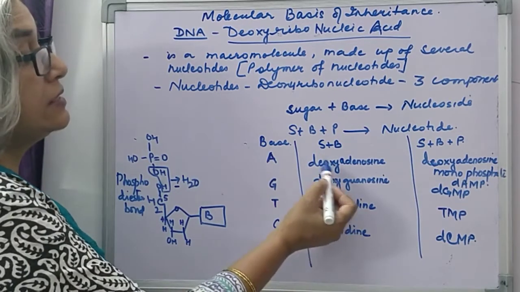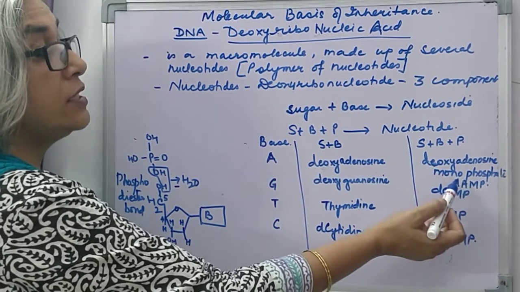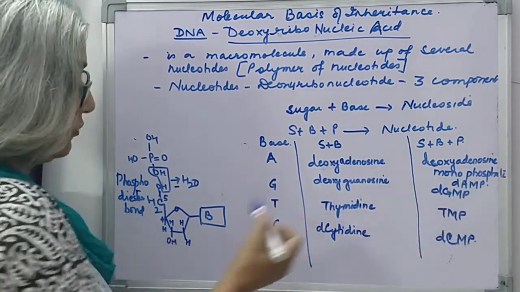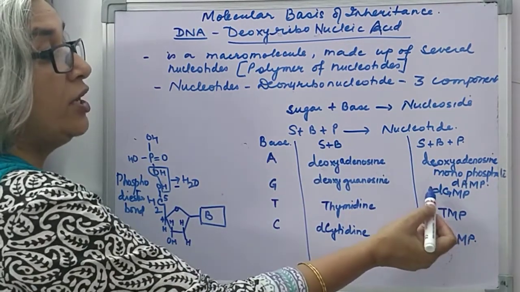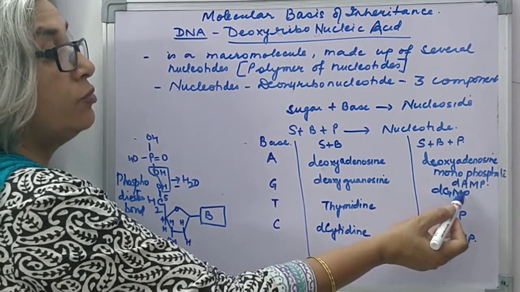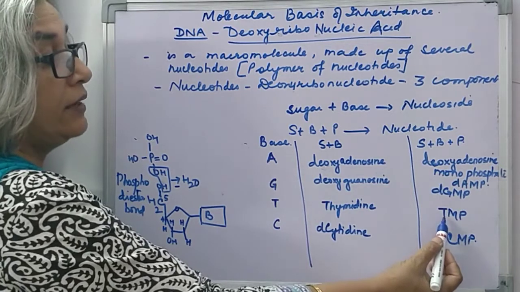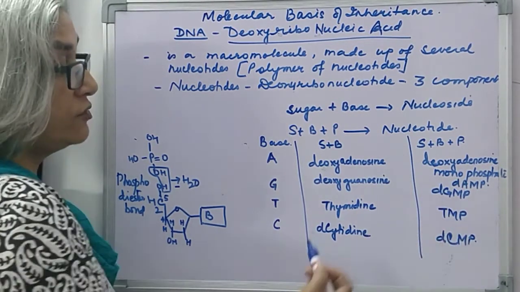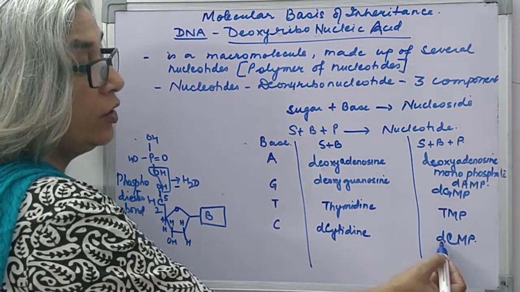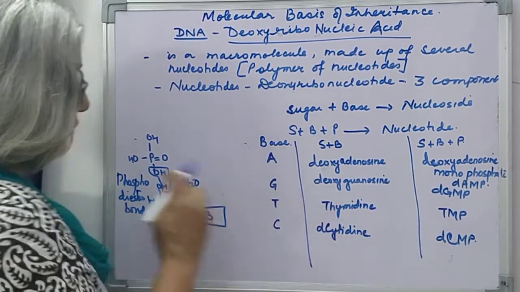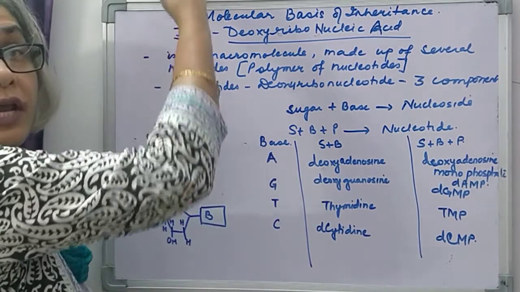If the base is adenine, we say DAMP, deoxyadenosine monophosphate is formed. If the base is guanine, we say DGMP, deoxyguanosine monophosphate is formed. If the base is thymine, then TMP, that is thymidine monophosphate is formed. If the base is cytosine, then DCMP, deoxycytidine monophosphate is formed. So this is the structure of one nucleotide, and several such nucleotides are repeated.